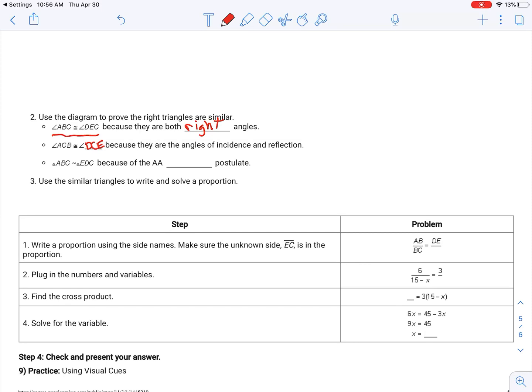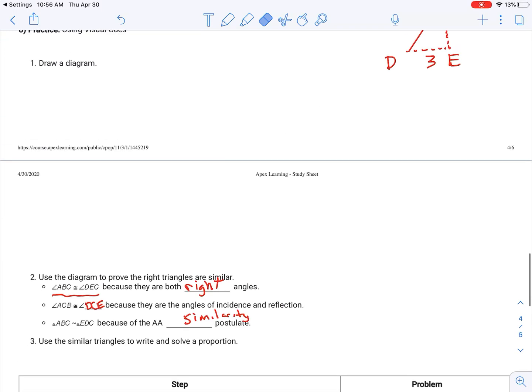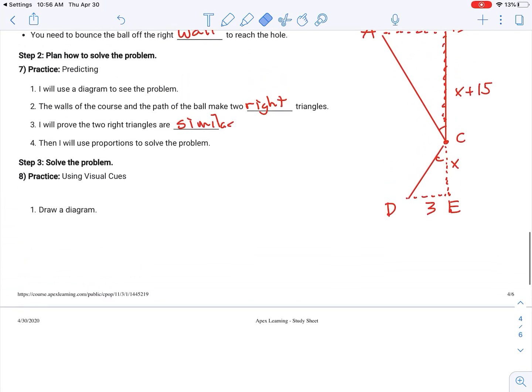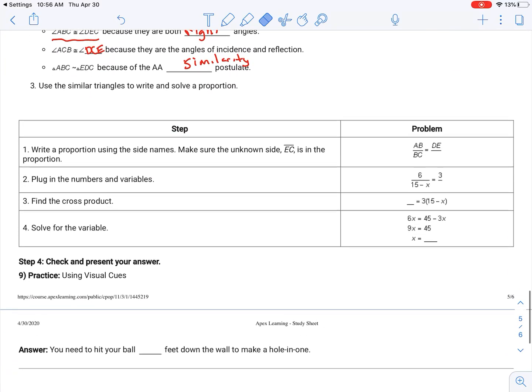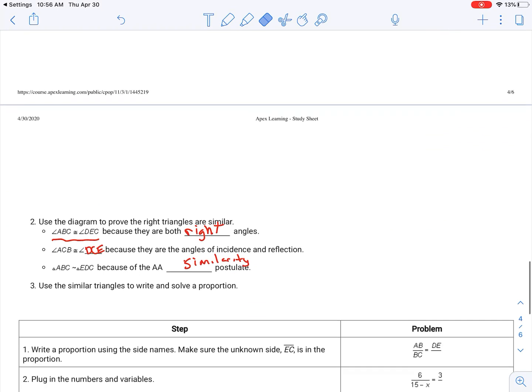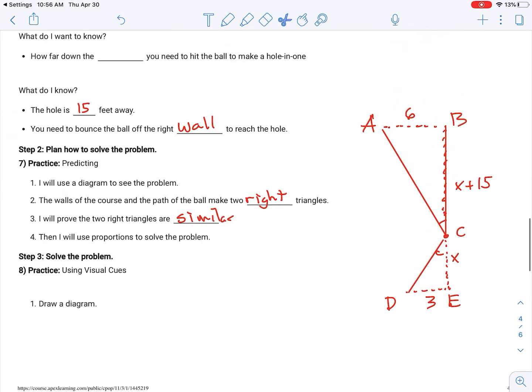And those two triangles are similar because of the AA similarity postulate. So if the two angles are the same, then you know the triangles are the same shape. So use similar triangles to write and solve a proportion. Now it actually wants you to figure out what x is.